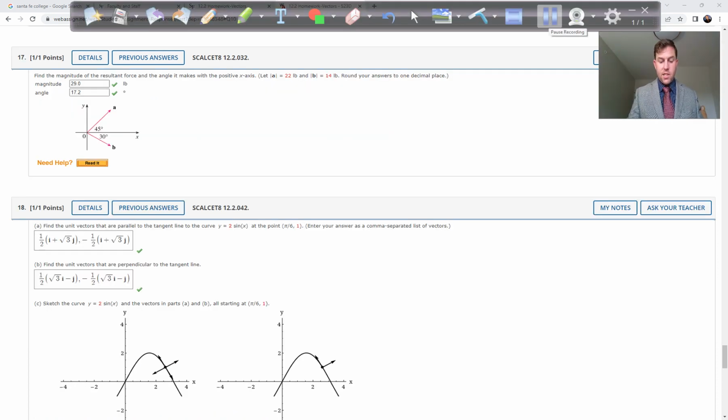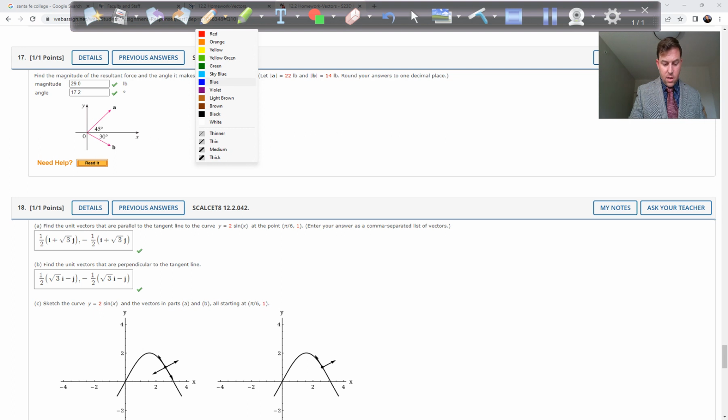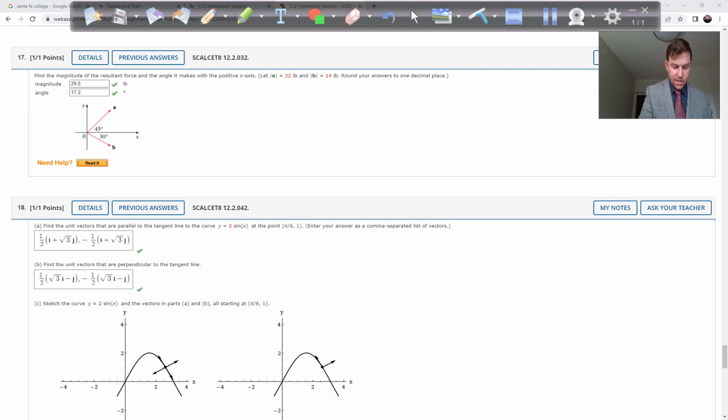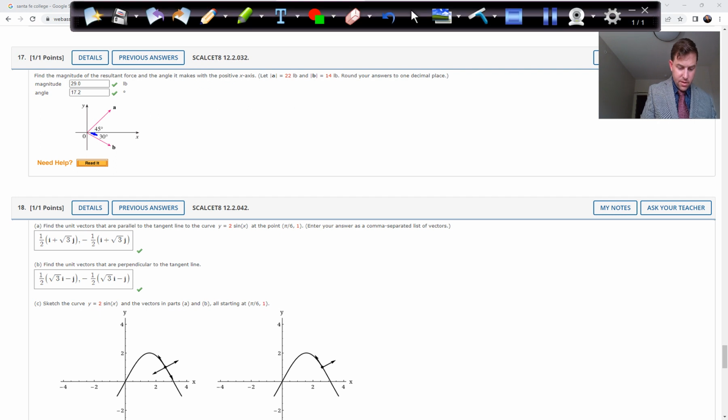Okay, problem 17 is very interesting. It's going to be very useful if you go into physics or engineering especially. So they give us two vectors, A and B, and A is at 45 degrees from the horizontal, and B is negative 30. In fact, that's kind of important to put that in there. This is negative 30 degrees with the horizontal. And they want us to find a resultant vector.